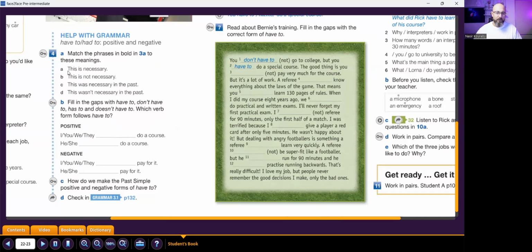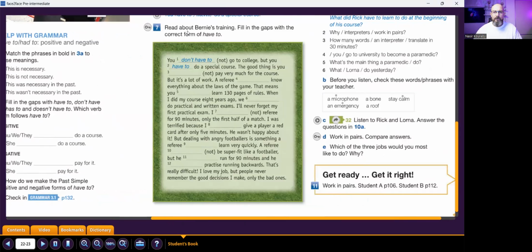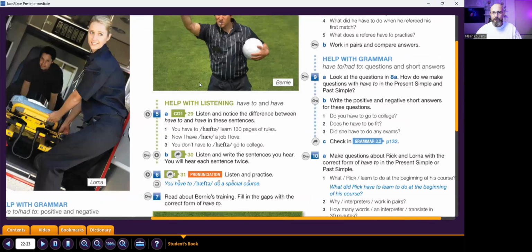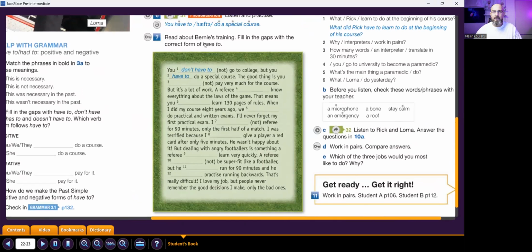It's about the grammar. We studied in exercise number 4 about have to and had to. So in this exercise, what we should do, you read about Bernie's training. Bernie, who is Bernie? The football referee. Okay, so read about Bernie's training, fill in the gaps with the correct form of have to.